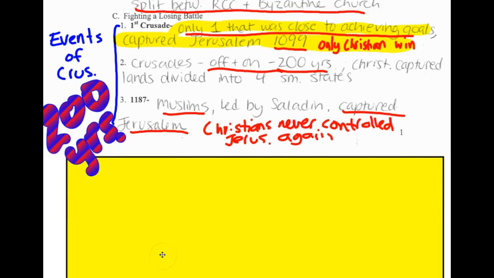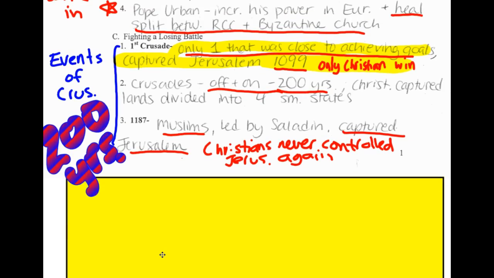And then for 1187, it tells you what happened with Muslims regaining control of Jerusalem, and they would keep control of Jerusalem. If you also see to the left side, it says events of the Crusades, so you should write that in as well. These are events of the Crusades because you may have an assignment where knowing what the events of the Crusades were is going to be important.